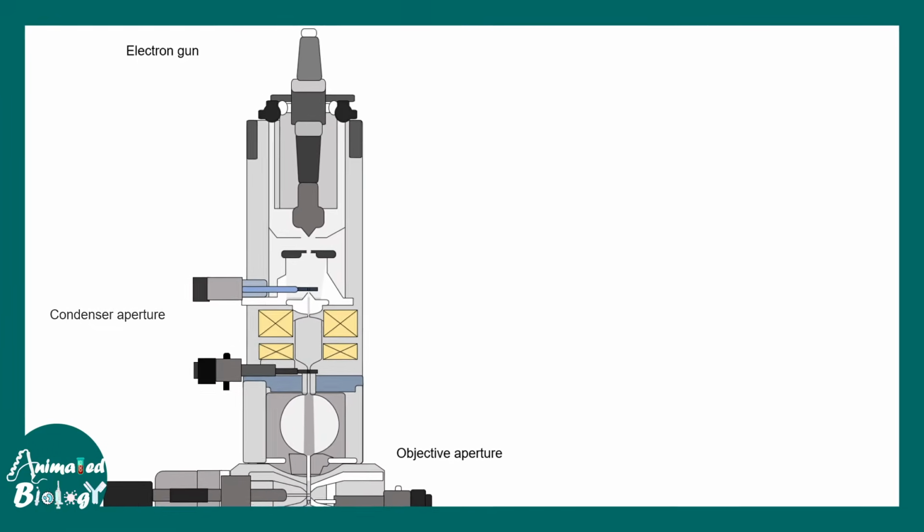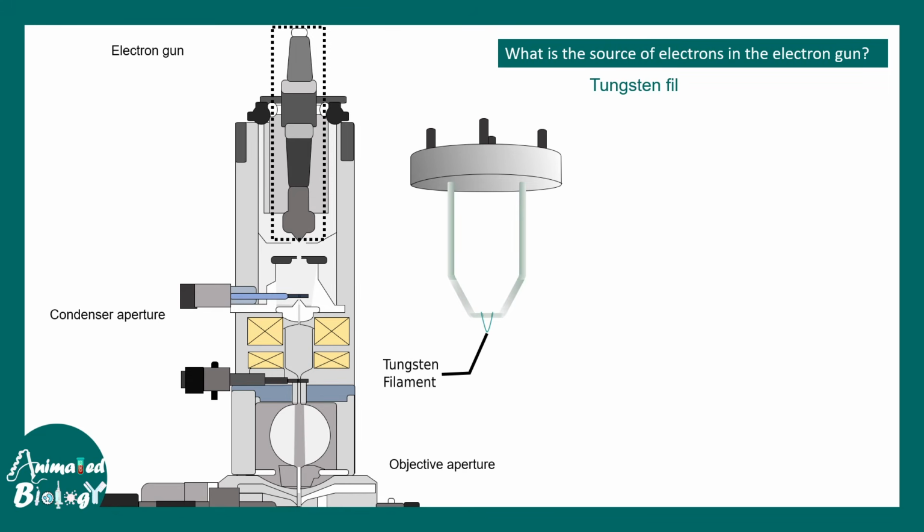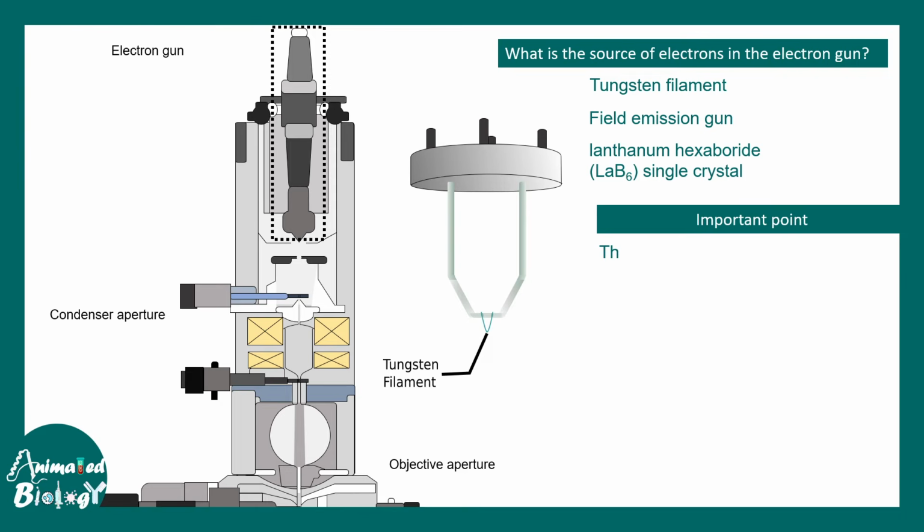Now let's look at the electron gun. The electron gun is an element which has a tungsten wire. So the electron gun produces the electron beam. It can have different materials like a tungsten filament, a field emission gun, or even a lanthanum hexaboride crystal. Ultimately, electrons are produced, and the important point is the gun is connected to very high voltage. And now we understand what accelerating voltage is. Now you can see it falls onto the condenser aperture. Through the aperture, it falls onto the specimen holder.